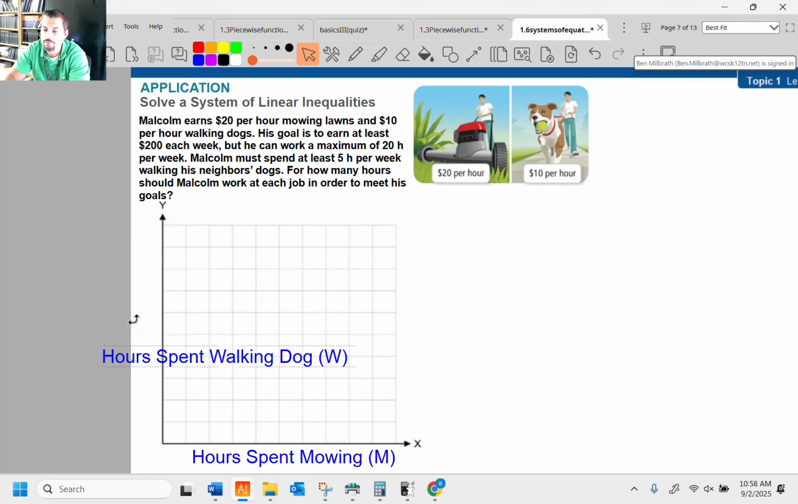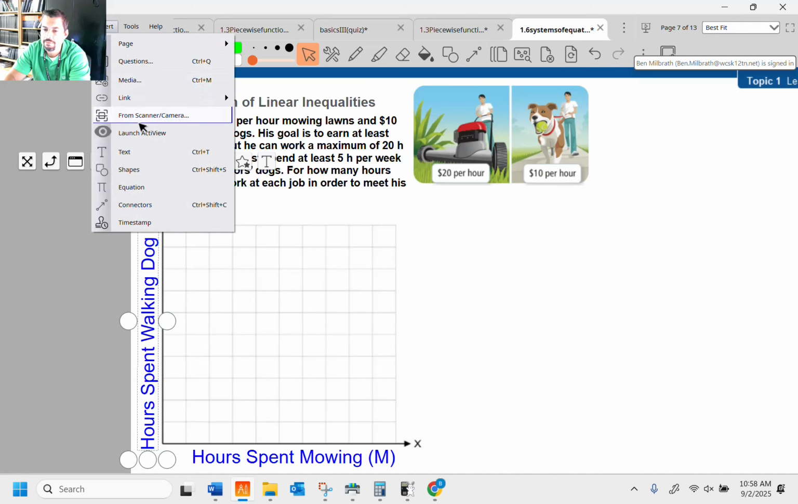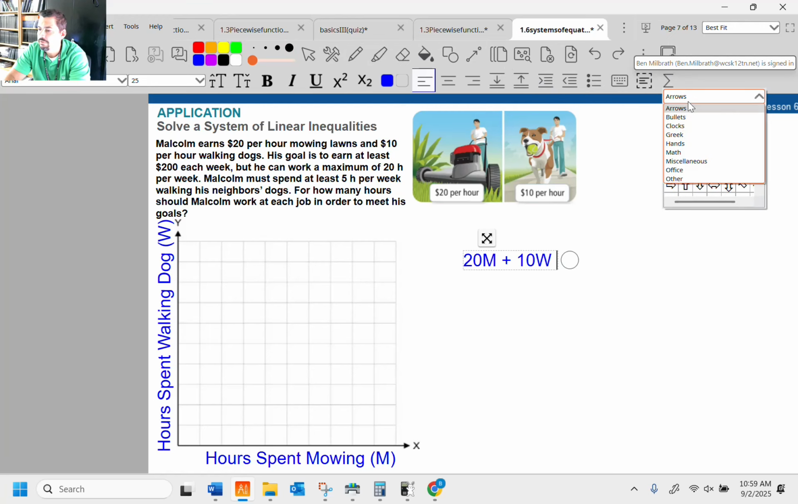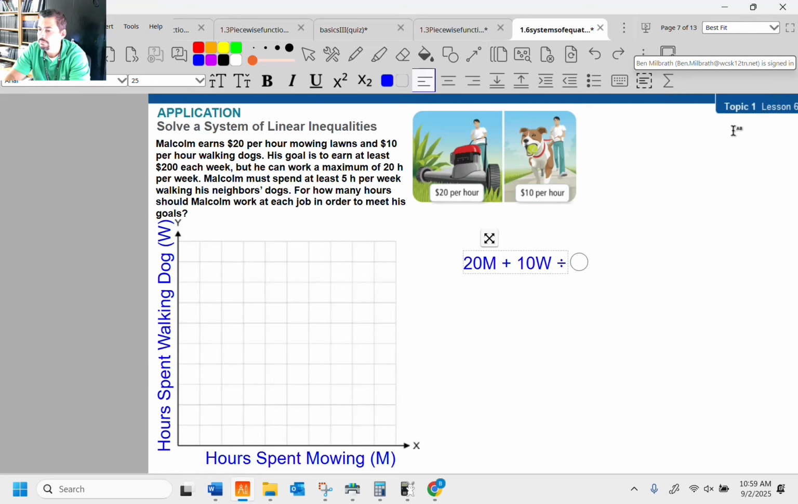Oop, wrong one. There's other ways of doing this one. Alright, now he gets $20 per hour mowing yards and $10 per hour walking dogs. So 20 times M plus 10 times W, he wants to earn at least $200. So that would be a greater than or equal to system. 200, there's one equation, because he wants to earn at least $200 a week.